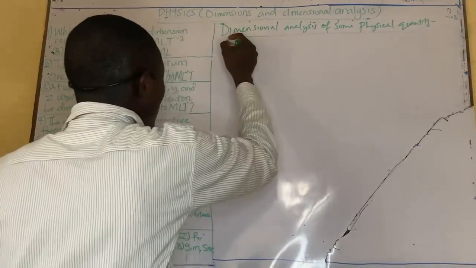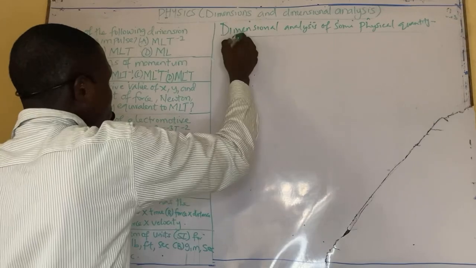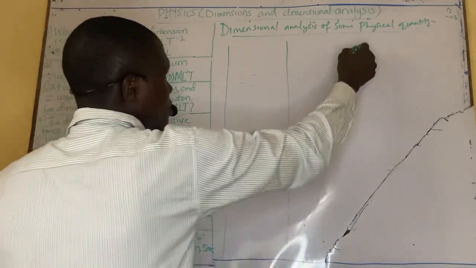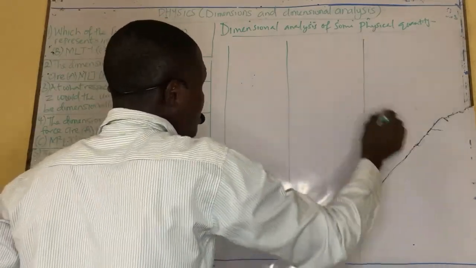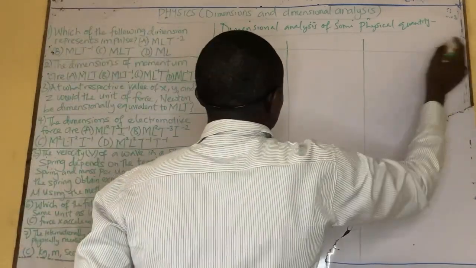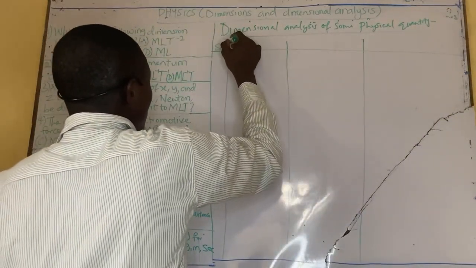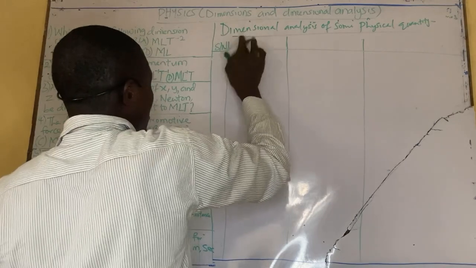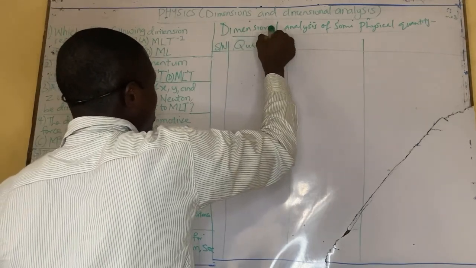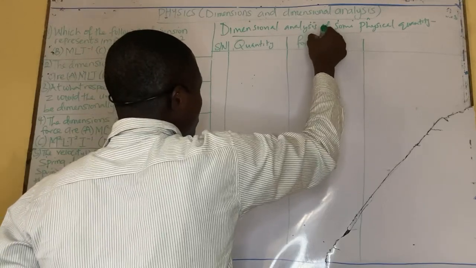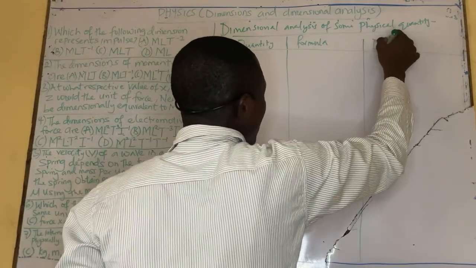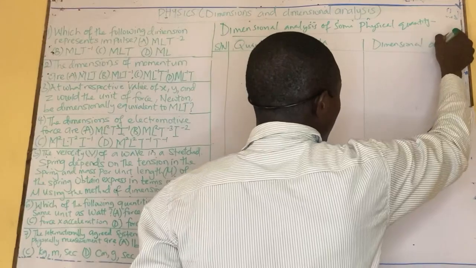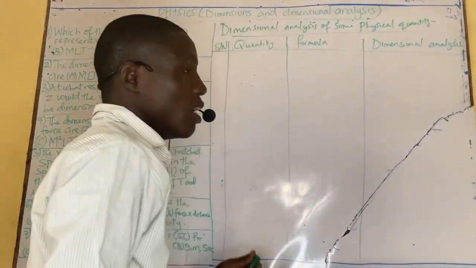Please follow. Now we are going to be having our table. I usually like to present this in a table. So this is the quantity, the formula, and then the dimensions. So we have the serial number column. We have the physical quantity column, which is derived quantity. Let me just use the general name, which is quantity. Then we have the formula for the quantity. Then the dimensional analysis of that quantity, and then the dimensions.